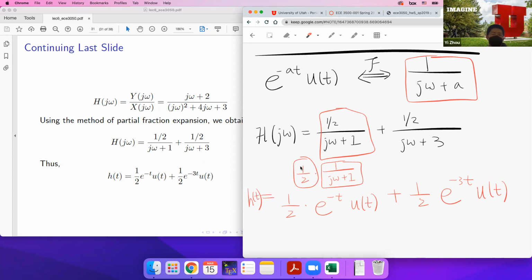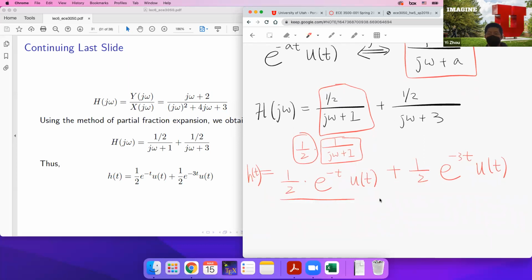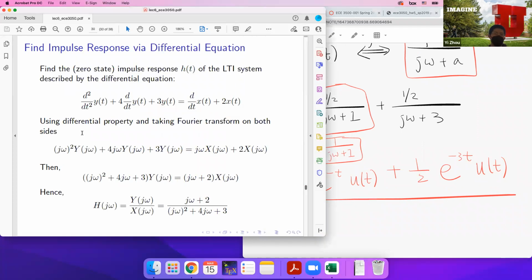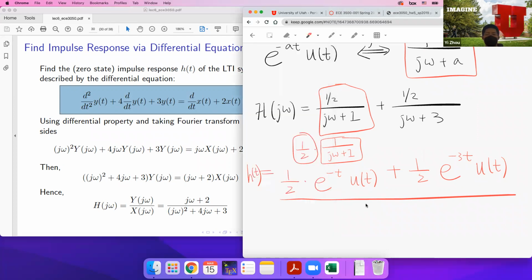So once you figure out the spectrum, for the inverse transform, in most of our homeworks and exam problems, you can leverage the existing table to calculate the inverse transform. Therefore we conclude that for such an LTI system, described by such a higher order differential equation, the corresponding impulse response is given by such an h(t) signal.